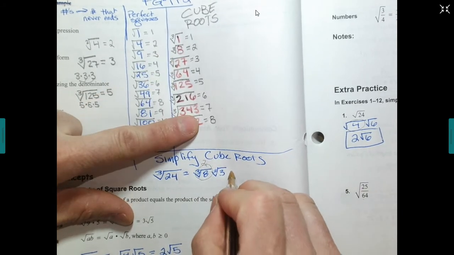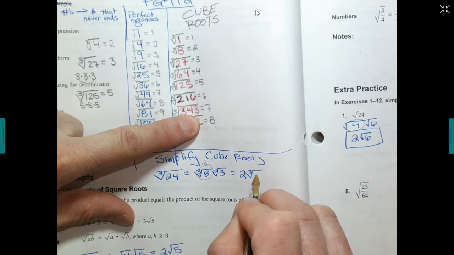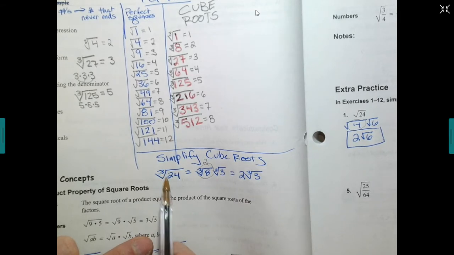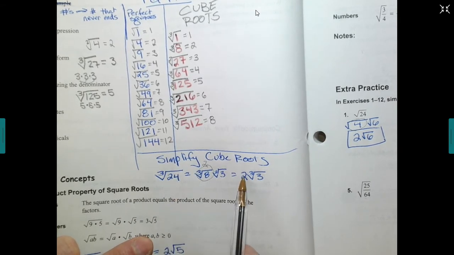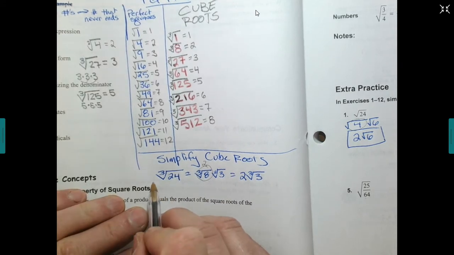And so I'm left with 2 times the cube root of 3. So the cube root of 24 is 2 times the cube root of 3. Okay, let's try one more.